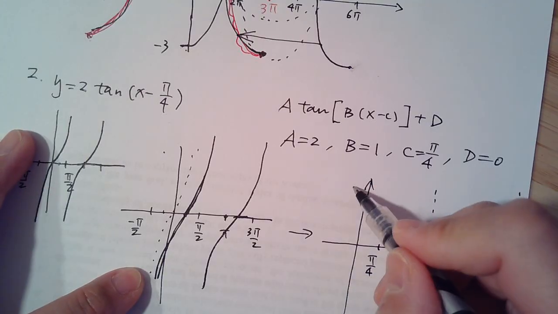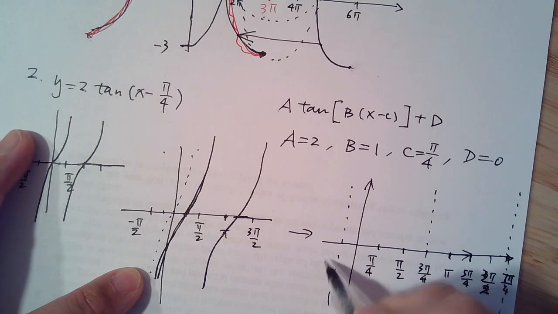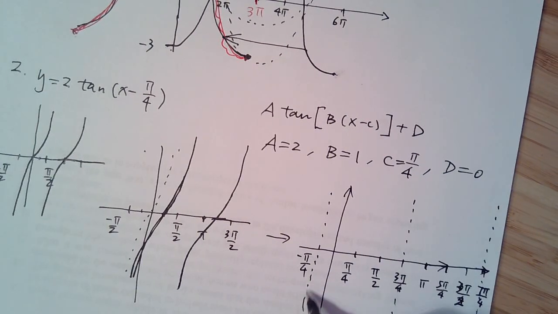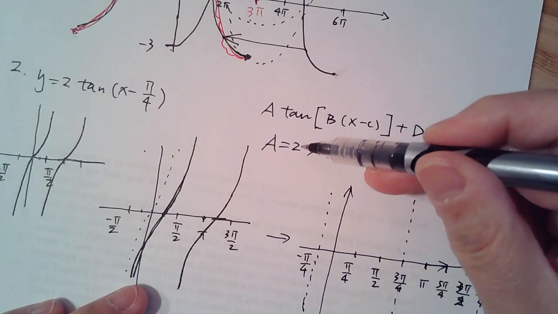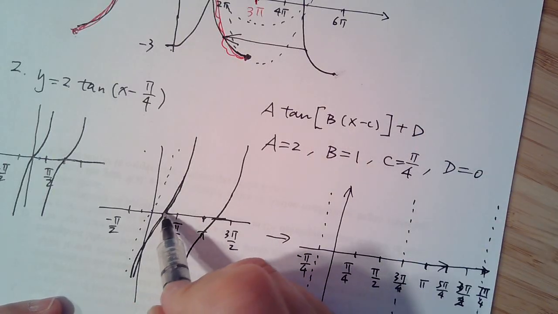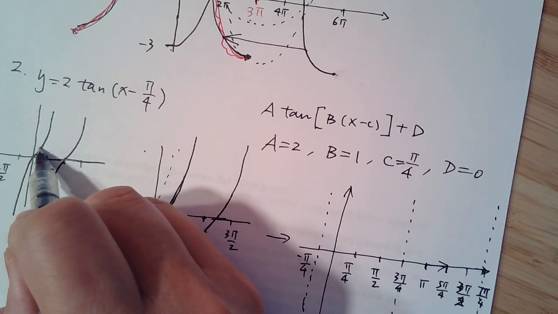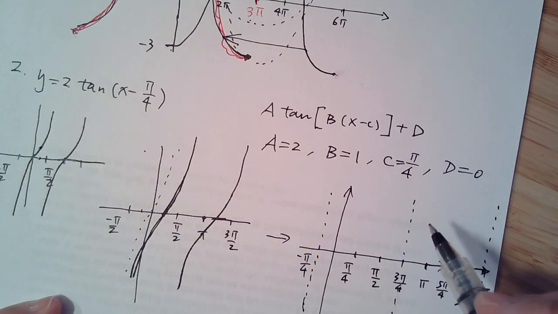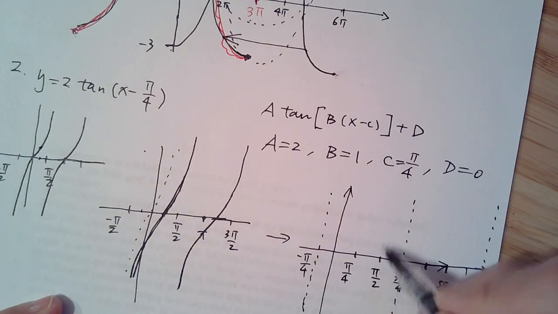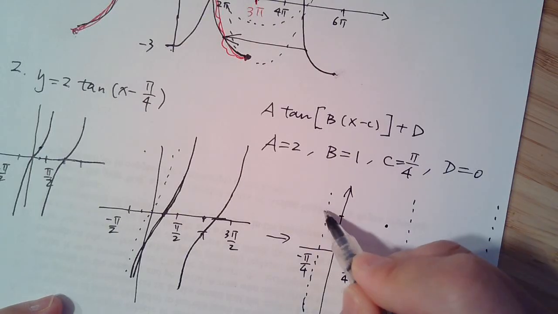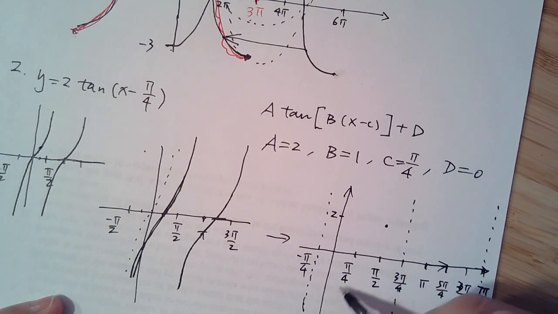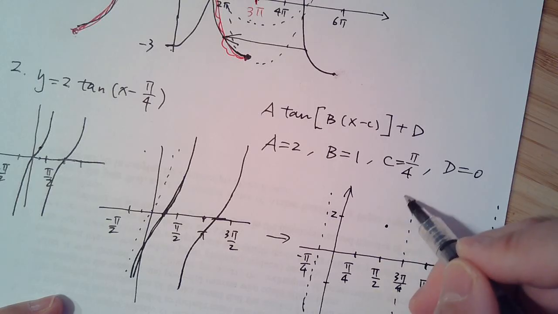So here we'll shift also by a quarter. This is negative pi over 4. And then, because I have a 2, so instead of having, when a quarter pi here is 1, I have to multiply by 2, so I have here should be 2. Okay, and here's negative 2.